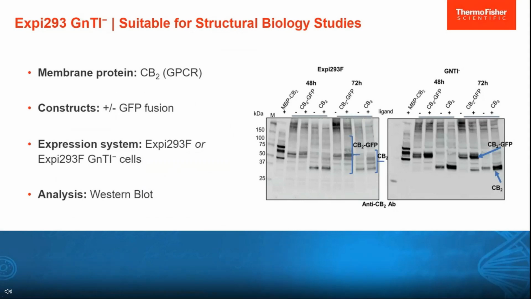Next, they show that expressing CB2 in XP293 GNT1- cells in fact does produce homogeneous preparations as opposed to expression in the parental XP293 cells that express several glycosylated species of CB2. In this case, because they were expressing a membrane protein for subsequent biochemical and biophysical studies, having a more uniform glycan profile was desirable. So here they used the XP293 or the GNT1- cells to express their GPCR, and they did that with or without GFP fusion, and they examined the protein expression via Western blot.